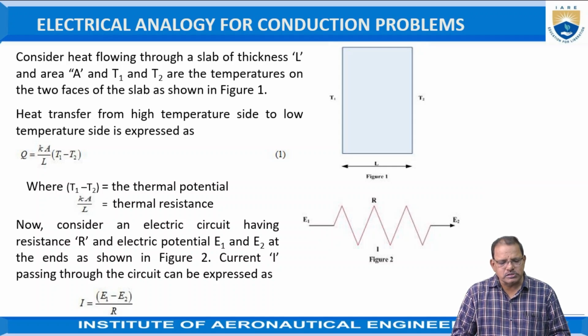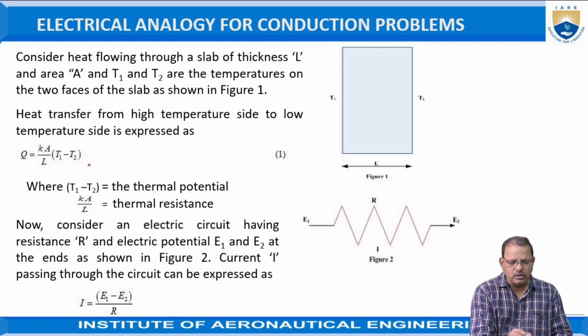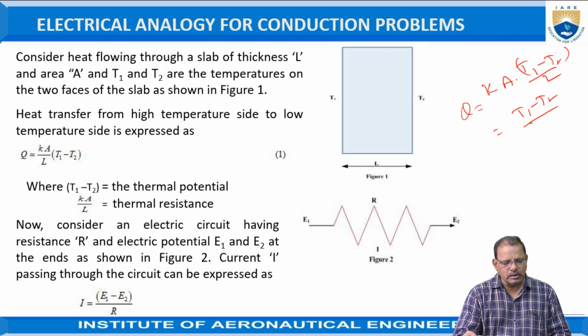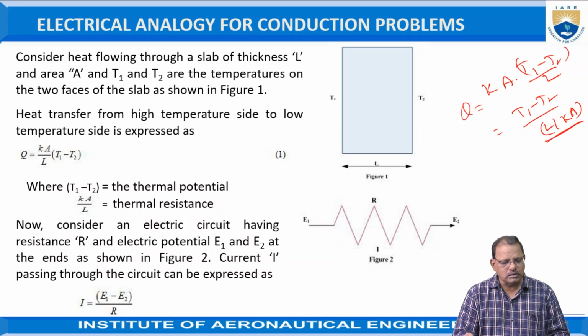Now we compare these equations with the electrical flow of current. The equation can be written as Q equal to K into A into (T1 minus T2), which can be written as T1 minus T2 divided by L divided by K into A. This L by KA is known as thermal resistance, and T1 minus T2 is known as the temperature potential.